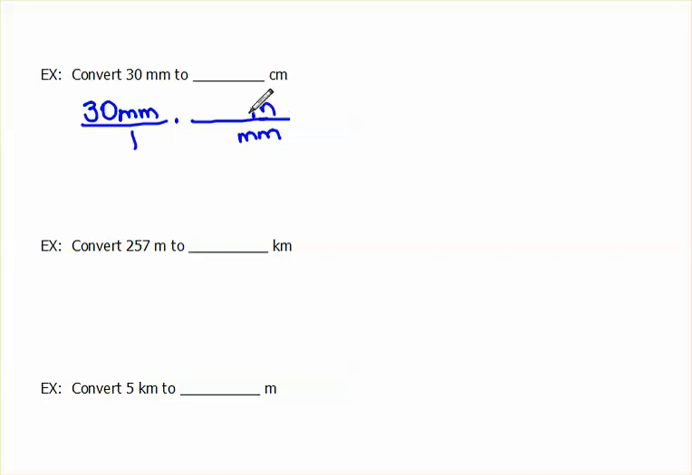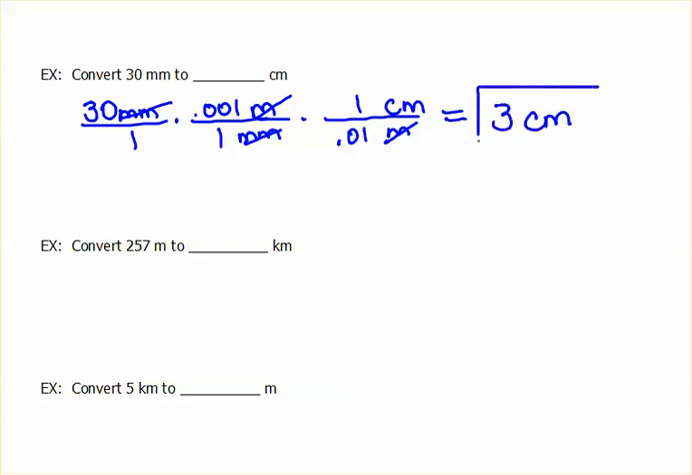And the way that they're related is there's 0.001 meters in 1 millimeter. Now we're not done yet, because we don't want meters, we want centimeters. So again, I'm going to put meters on bottom, centimeters on top, and now the relationship: there's 0.01 meters in 1 centimeter. So that cancels out our meters, and now we can multiply and divide to get our final answer of 3 centimeters.